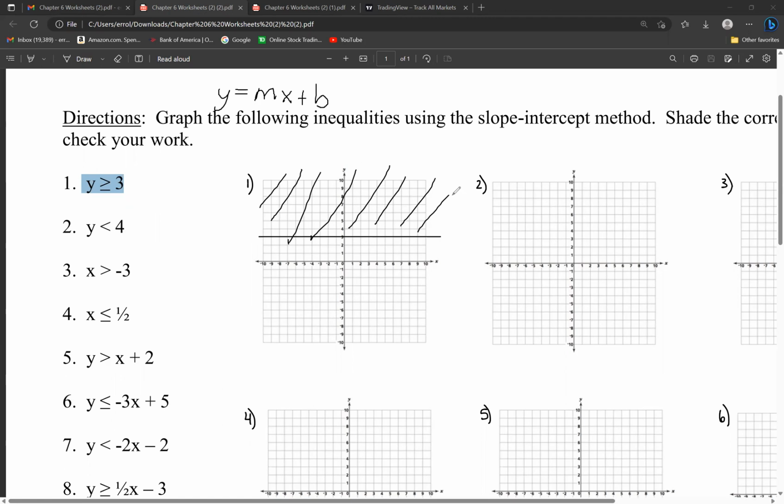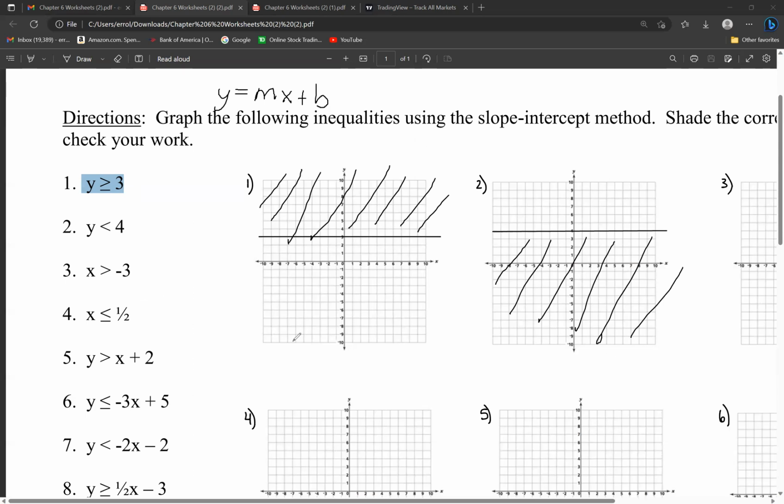So y is less than 4. So that one will be below the line. All right. So our y equals 4 is right there. So below that line is all of this right here, right? Make sense? Okay.